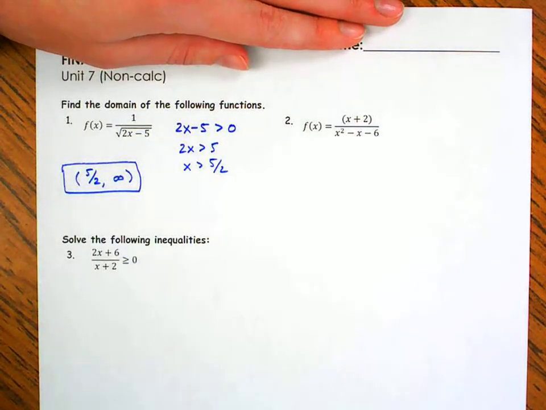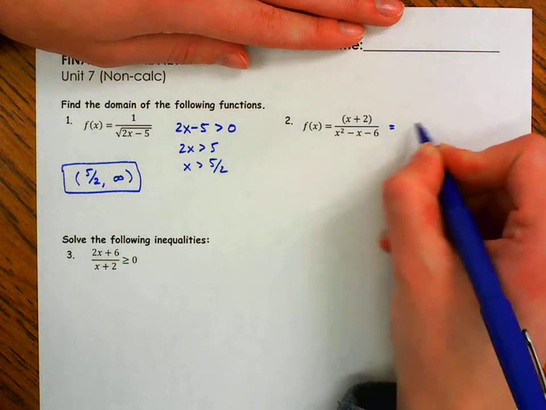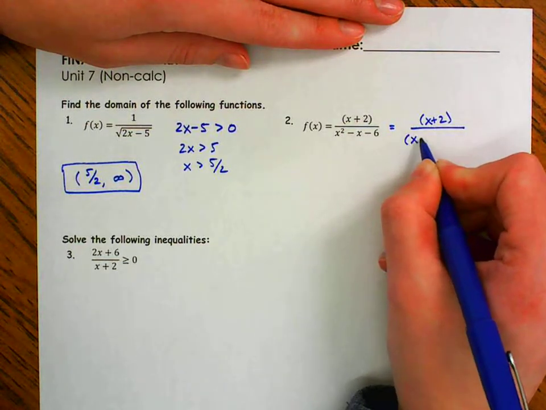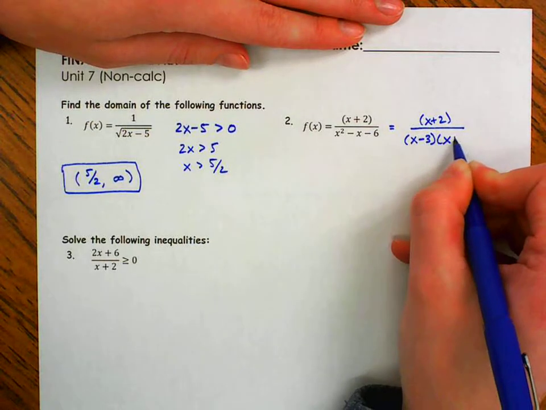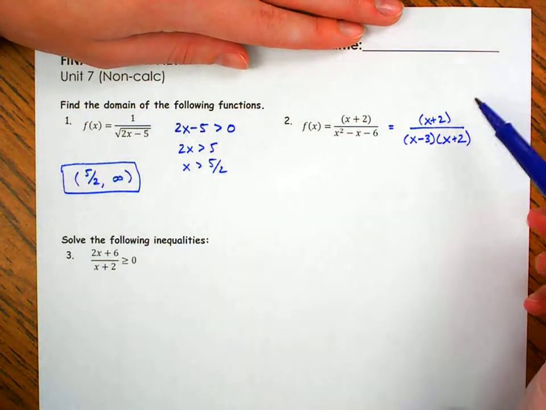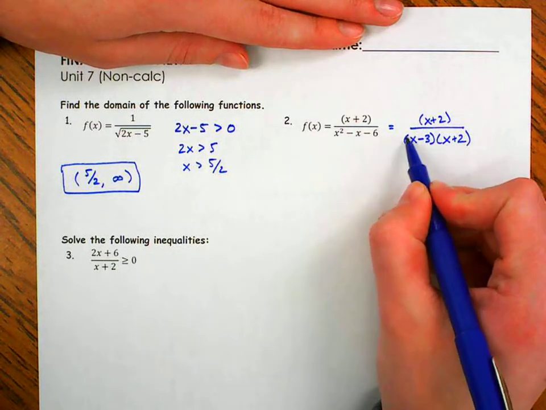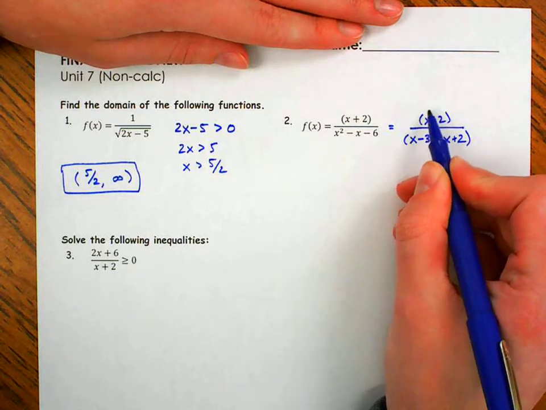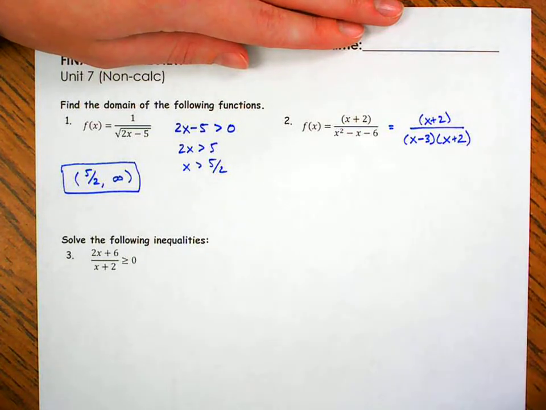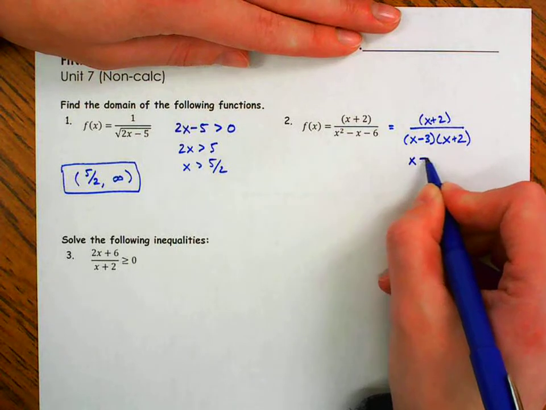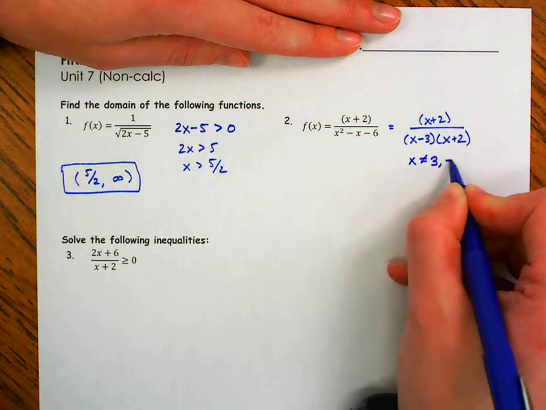Okay, so let's look over here. My only problem here is going to be when I divide by 0. So let's factor this. Okay. You'll notice I have a common factor. What that means is while this is going to be a vertical asymptote, this is going to be a hole. A hole is still a problem for my domain. So essentially what we learned here is that x cannot equal 3 or negative 2.